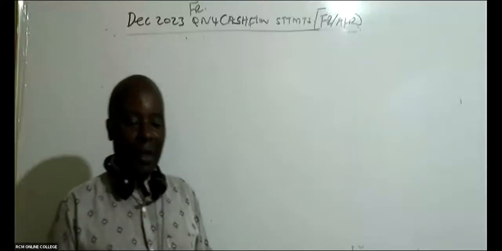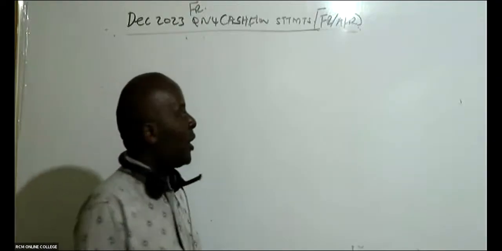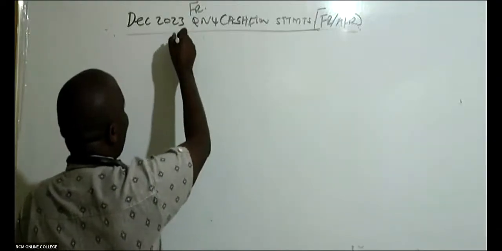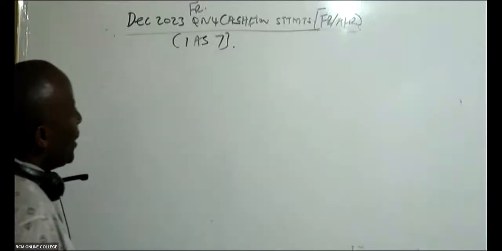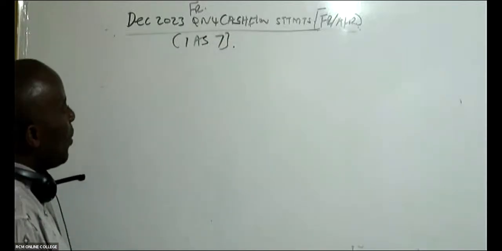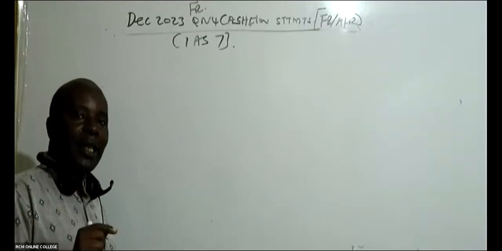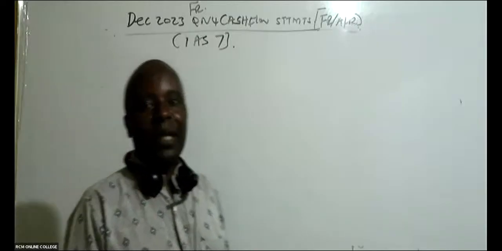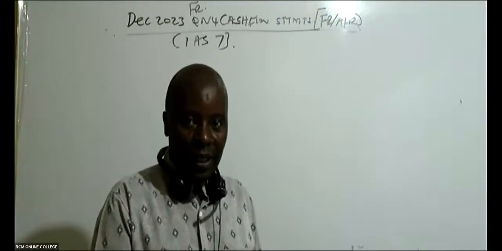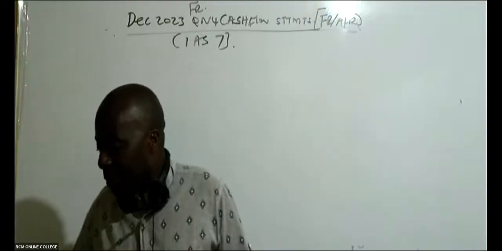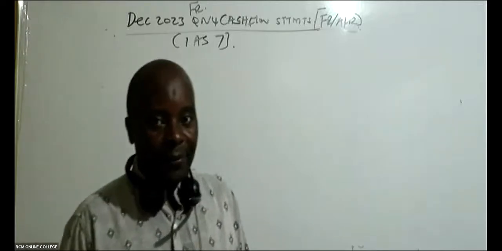Cash flow statements. We normally find cash flow statements under what we call IAS 7, International Accounting Standard number 7, which tells us that all these companies are supposed to prepare cash flow statements as a primary component of the annual reports.